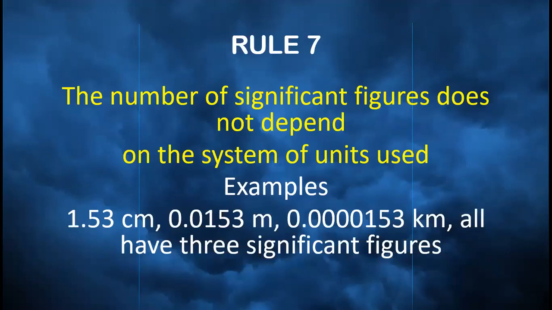Rule number 7: the number of significant figures does not depend on the system of units used. It does not matter whether you are using the FPS system, MKS system, SI system, CGS system or whatever system it may be. It depends only upon the rules we have already learned, whether it is centimeter or meter.